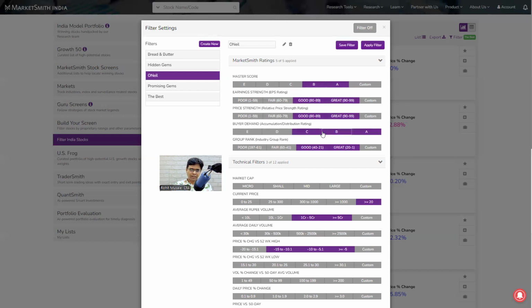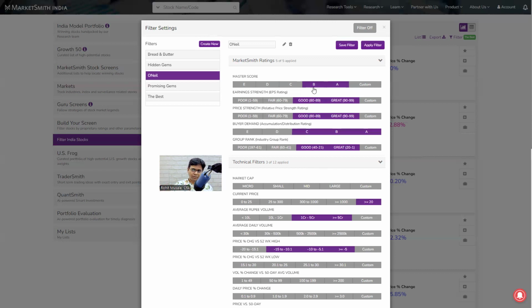Then you have buyer demand. ABC represents a higher than average institutional demand. Group rank is 1 to 40. So there are a total of 197 industry groups or sectors as per MarketSmith. This is applicable to the entire world. In India, out of 197, if we look at the top 40 industry groups, they are the best. The best breakout stocks are going to come from the best industries, because the theory is that if the industry is doing well, the stocks in the industry are likely to do well.